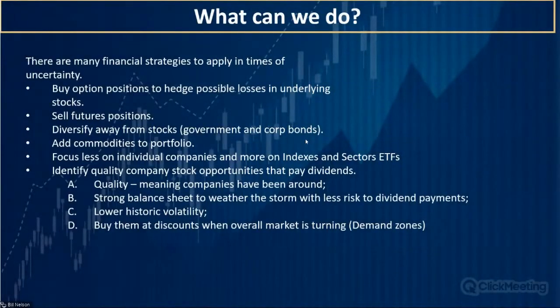So, with that, there are many financial strategies that we can apply in times of uncertainty. We can buy option positions, in essence puts, to hedge possible losses in the underlying stock. If our underlying stock is losing money, having purchased a put actually gains in value. It's inversely correlated, so the value of the put goes up if stock prices fall.